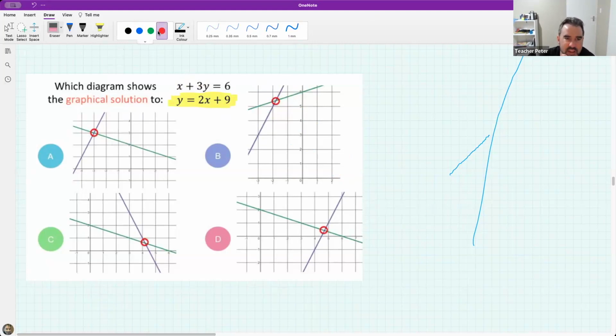You know what? I need to change this into standard form. Can you please do that for me? Change this line into standard form and tell me in the chat what you get. And that will help me figure out which drawing can show the graphical solution of these two lines. So I want to know, what is the standard form of the straight line I circled with the red?